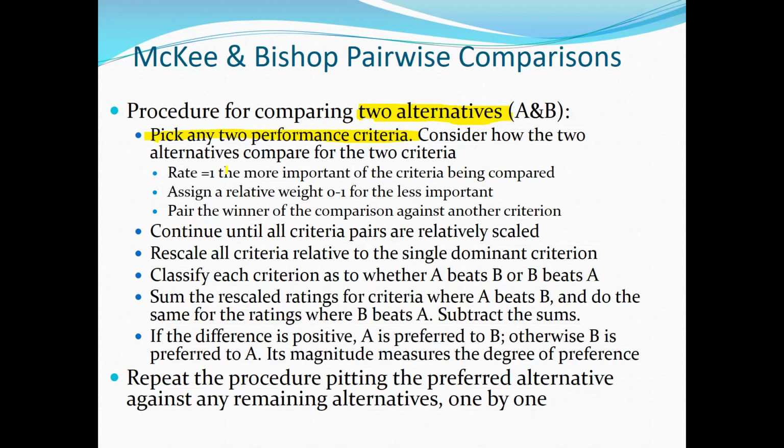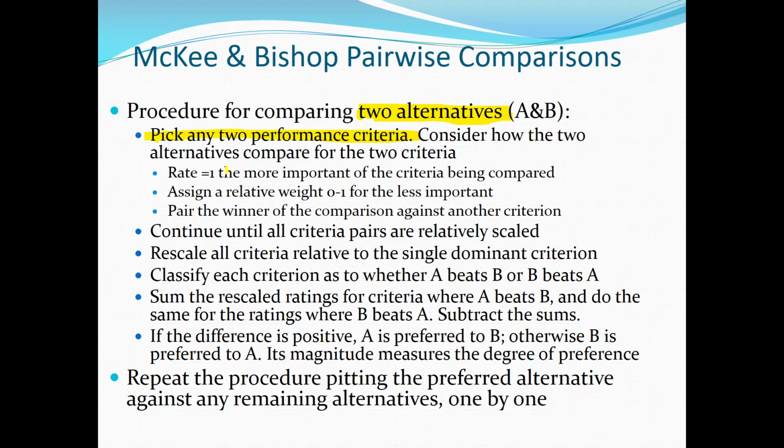So let's say you had five different criteria which you can pick from. It could be jobs gained, benefit-cost ratio, environmental habitat. Let's go with three for now. It's hard for us to rank three things in order, but if we look at two things, the decision maker has an easier time coming up with a relative ranking of the two criteria versus the three criteria. Okay, so this is what the McKee and Bishop approach takes advantage of.